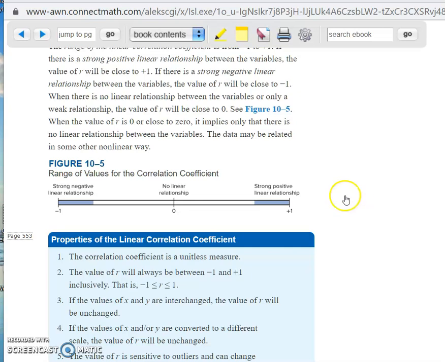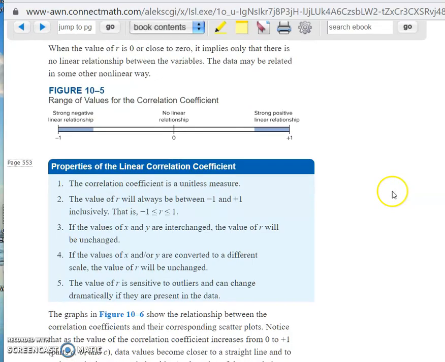And here's the way it works. The correlation coefficient is a number. The values are between -1 and +1, okay? And the idea is that if it's a strong positive correlation, you're over here. If it's a strong negative correlation, you're over here. And if you're in the middle, well, there's no real linear relationship, okay?